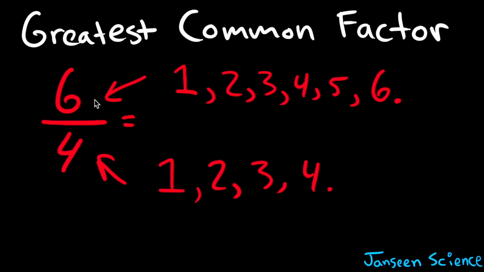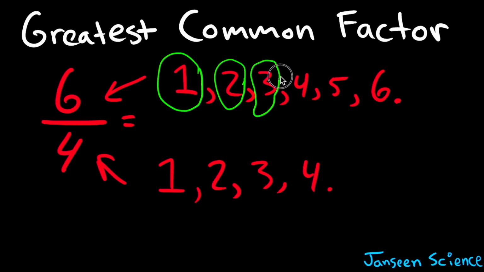So let's focus on 6 right now. 1, 2, 3, 4, 5, 6. Let's figure out if these numbers fit into 6 evenly without giving us a remainder. 6 divided by 1 is 6, so that is good. I'll go ahead and circle this in green. 6 divided by 2 is 3, so I'll circle that in green. 6 divided by 3 is 2. That's good. 6 divided by 4, well, we'll get 1 and a remainder.